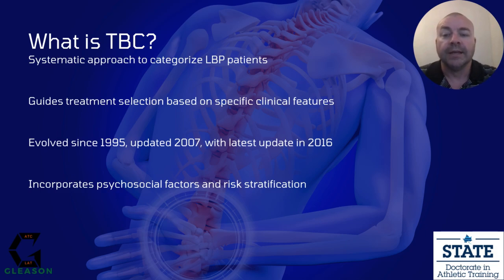So what is it? It's a systematic approach to categorize low back pain, and it guides our treatment based off of what we're seeing. So we don't have all the fancy tools at the clinic I work at, so we have to just take what we're given. And it's been around for a while. It was first developed in '95 and then revamped in '07. And then lately in 2016, some people say 2015, when there's questions about when the publication came out.